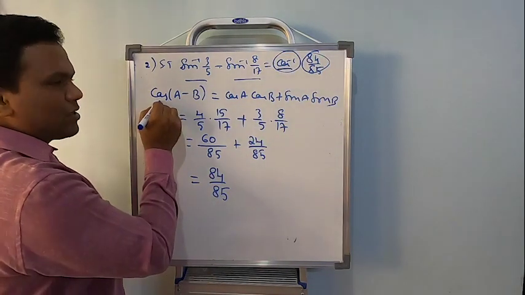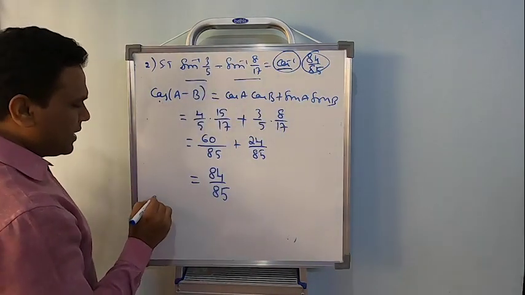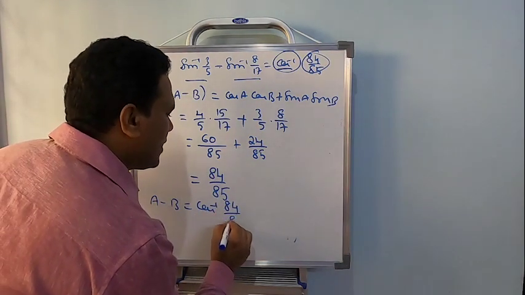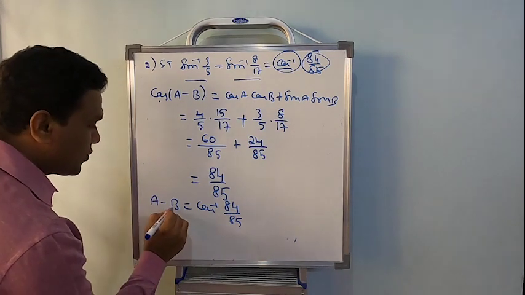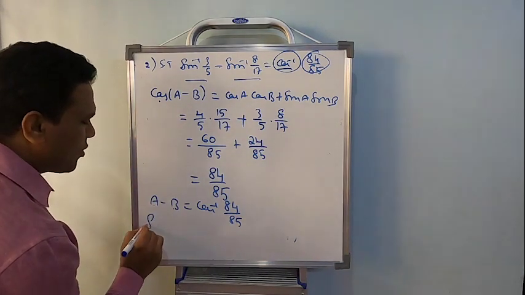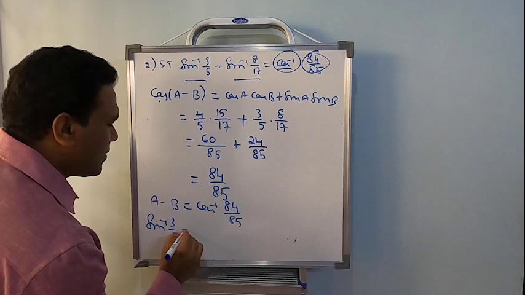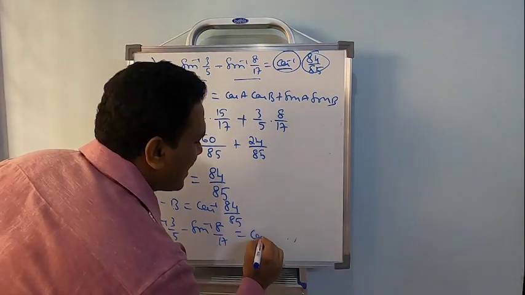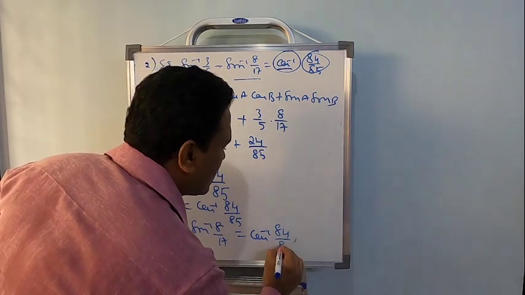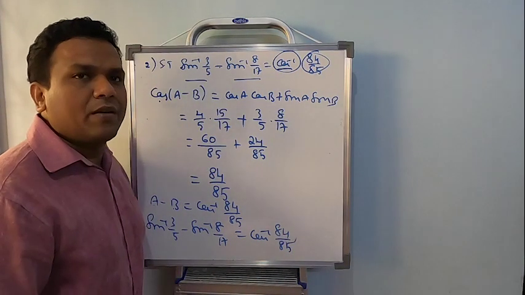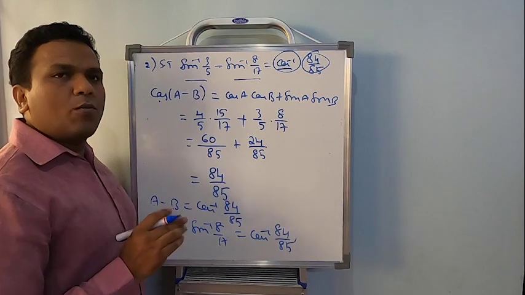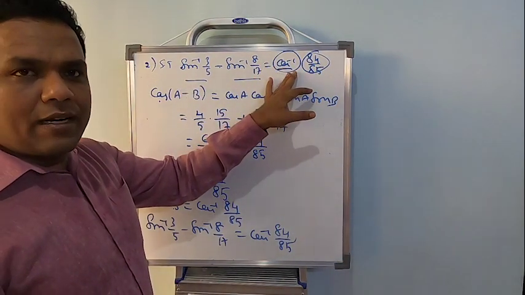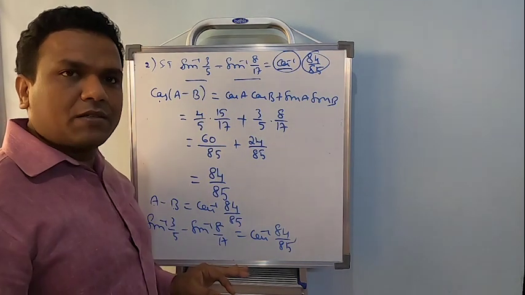Now the next thing, I don't want this cos on the left, so shift it to the right side. Therefore A minus B equal to cos inverse 84 by 85. Now substitute for A and B. The last step, the value of A was sin inverse 3 by 5, and the value of B was sin inverse 8 by 17, can be written as cos inverse 84 by 85. So done by using the compound angle formula. It depends on what is the required term on the right side. No derivation was done of such kind, right?